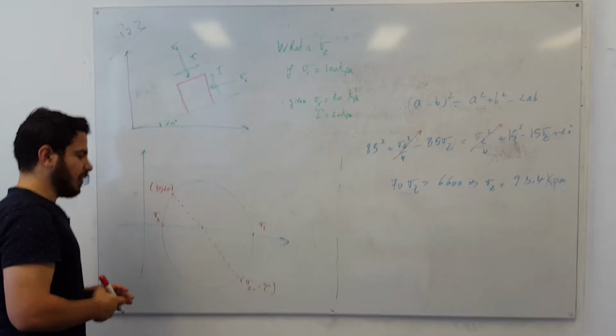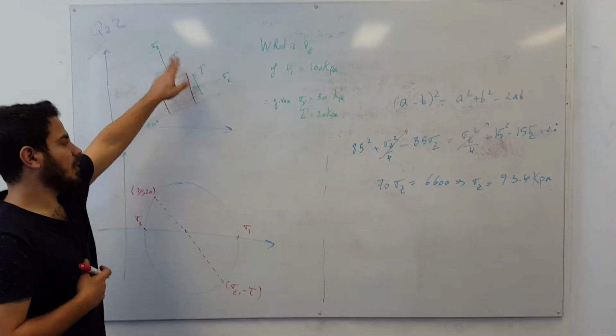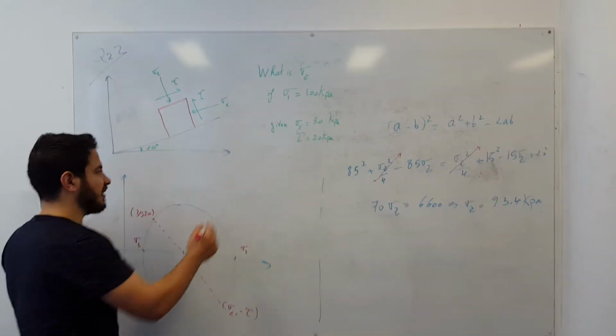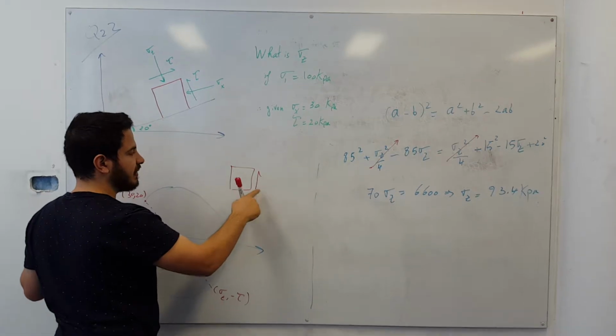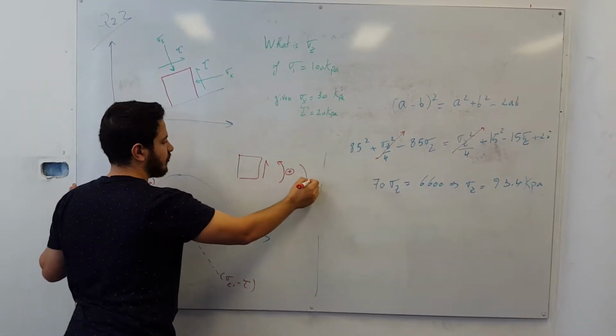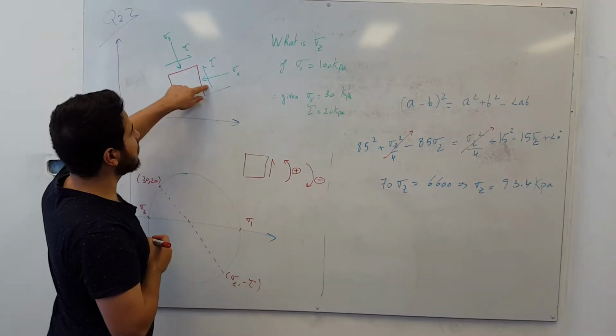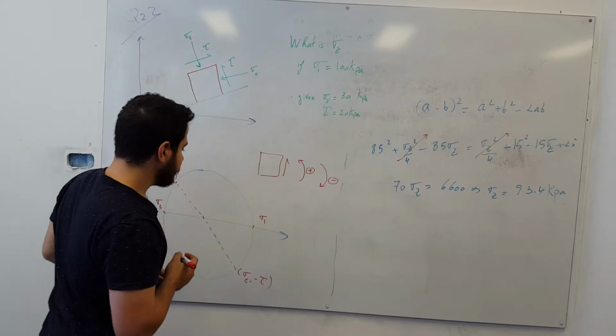You might be asking, how do I know this is minus tau and this is plus tau here, although there is no sign given on the diagram? Well, the sign convention is as follows. If the shear on the vertical side is going anti-clockwise, that would be positive. If it's going clockwise, that would be negative. So you can see here the shear is going anti-clockwise, so that has to be the positive shear and that's the negative shear.